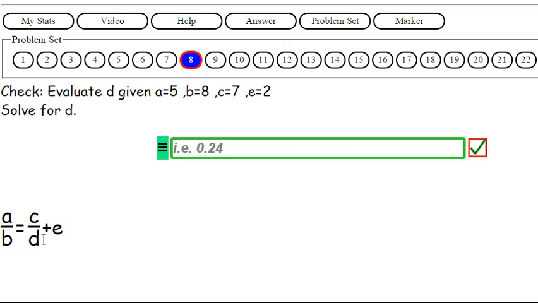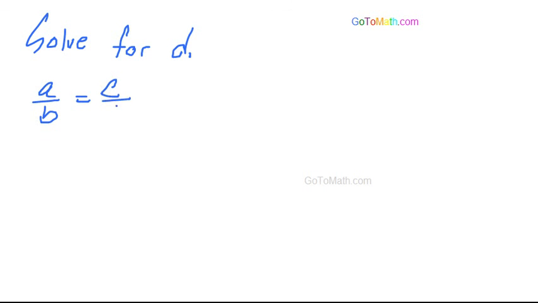All right, AB equals CD plus E. Can I remember that? I hope so. Let's go over here. What are we solving for? D? I think I need to remember that first. Solve for D. So we have AB equals CD plus E. Okay, we want to solve for D.